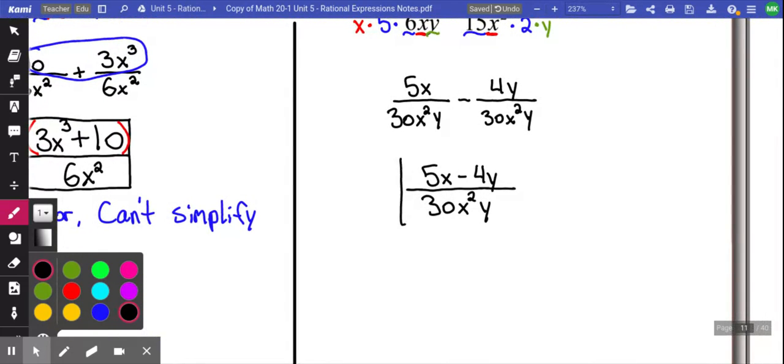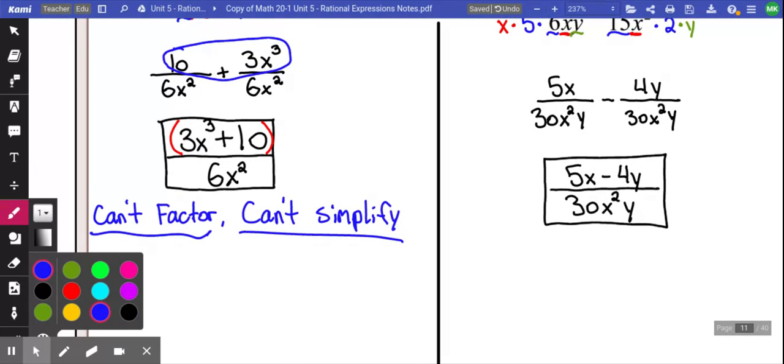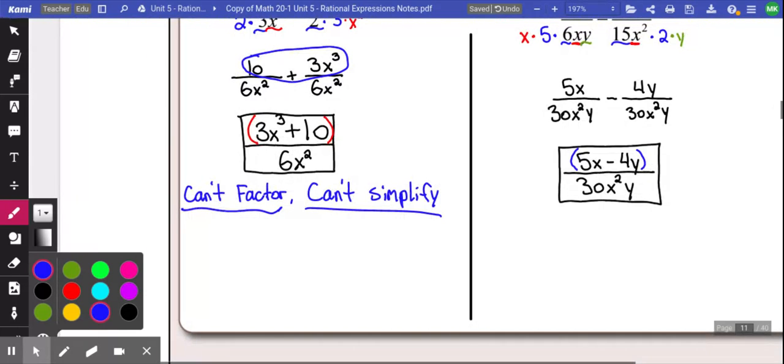I am now completed because I have one fraction and I can't factor and I can't simplify that thing. Remember that the top is a binomial. It's in brackets. Cool. That's adding and subtracting monomials.